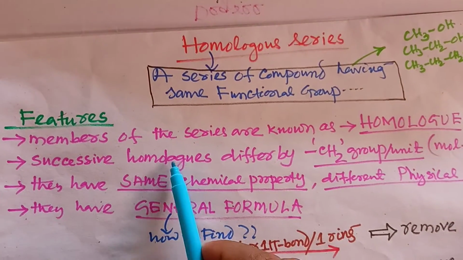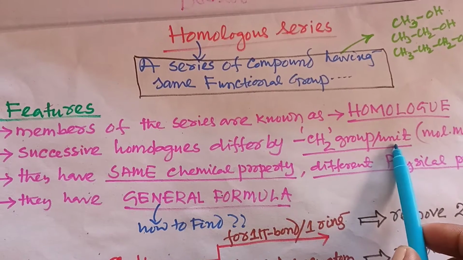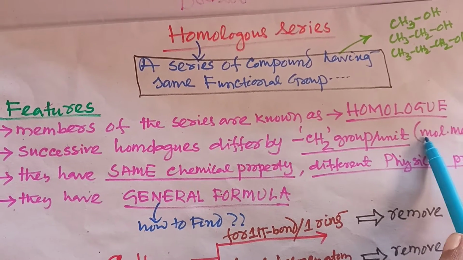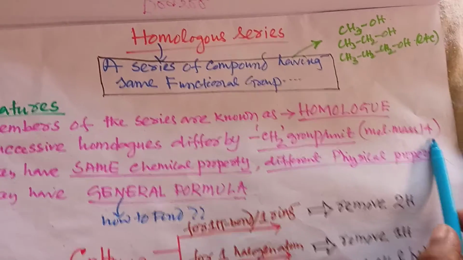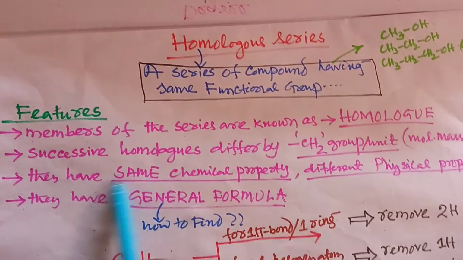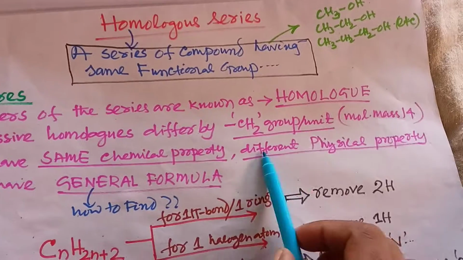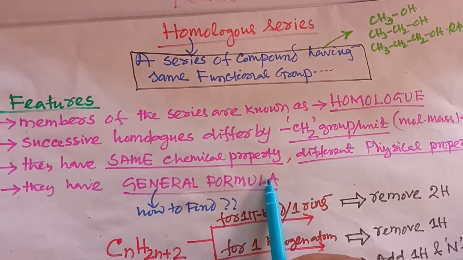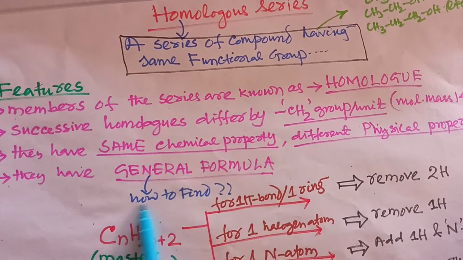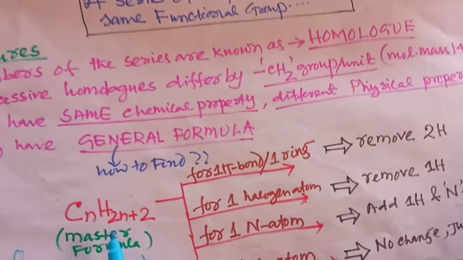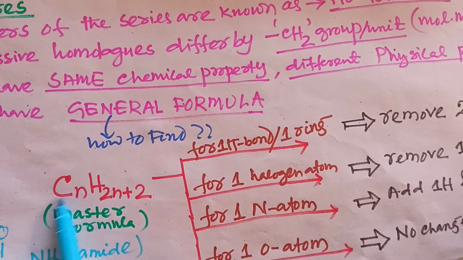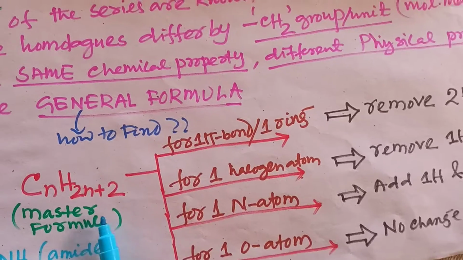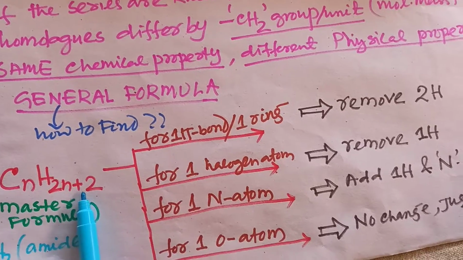The successive homologs differ by a CH2 group or CH2 unit. The molecular mass difference is 14. They have the same chemical properties but different physical properties. They have a general formula. And how to find out that general formula? Here is the master formula, CnH2n+2. This is the master formula. This is the basic formula.